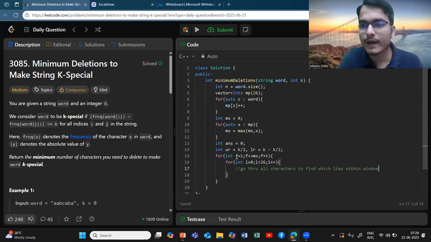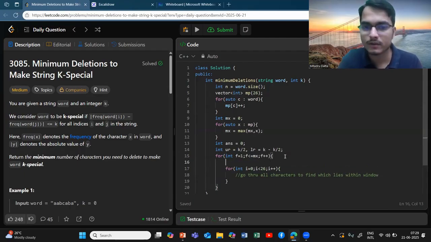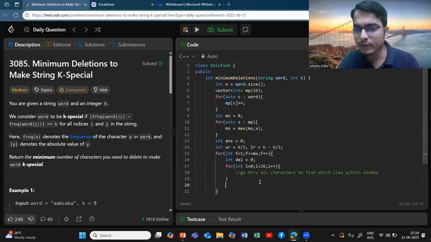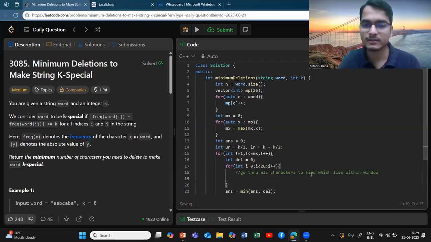Okay, now what you need to do is perform some deletions. Okay, so you need to count the number of deletions. So I am doing del equals to 0, so that means the number of deletions count. Okay, and you need to minimize the deletions count also, right? So at the end I will do answer equal to minimum of answer comma deletions count. Okay, and how do I need to calculate the deletions count?